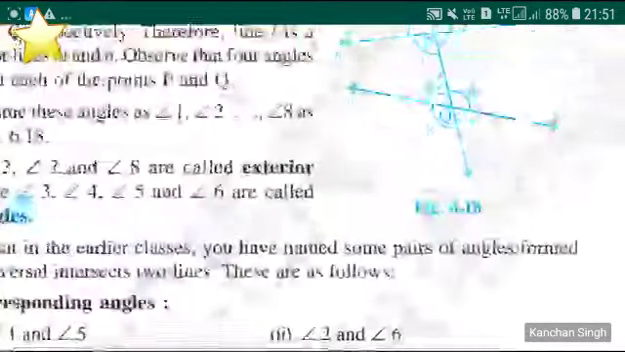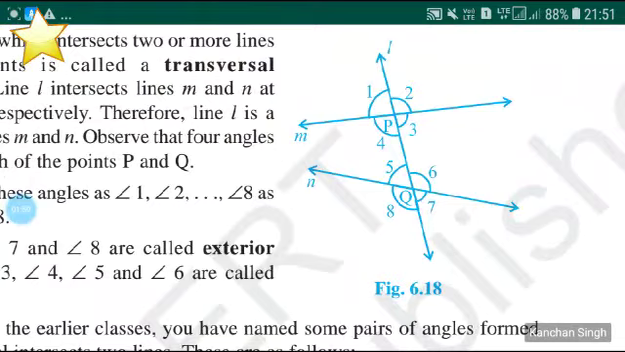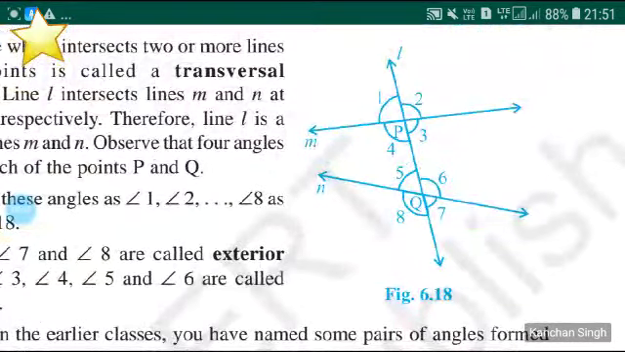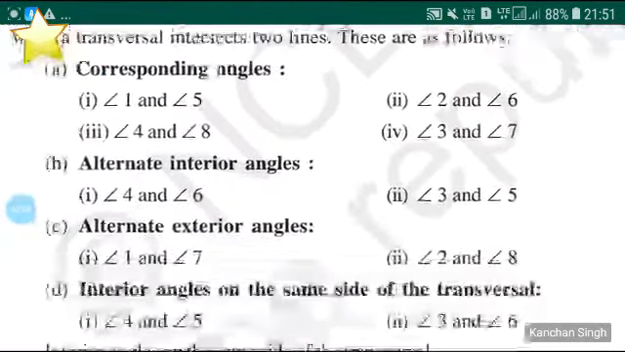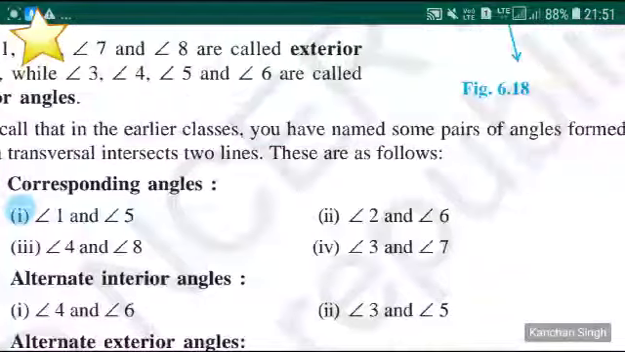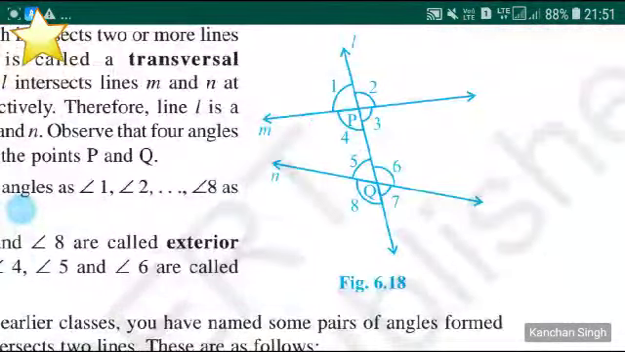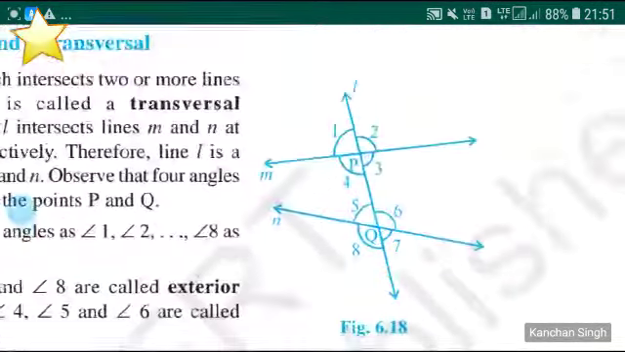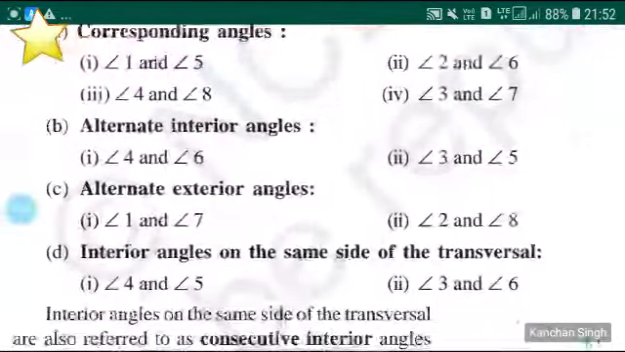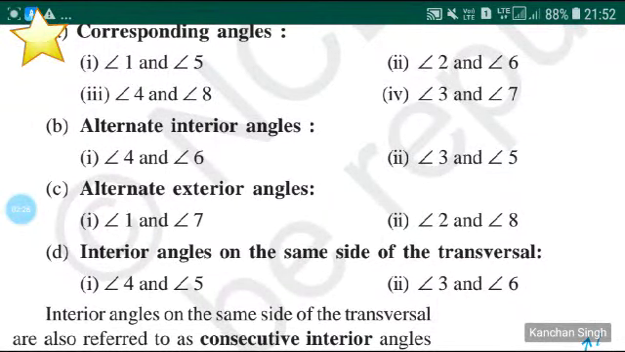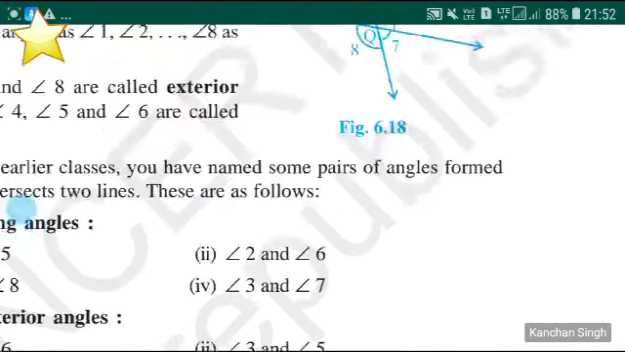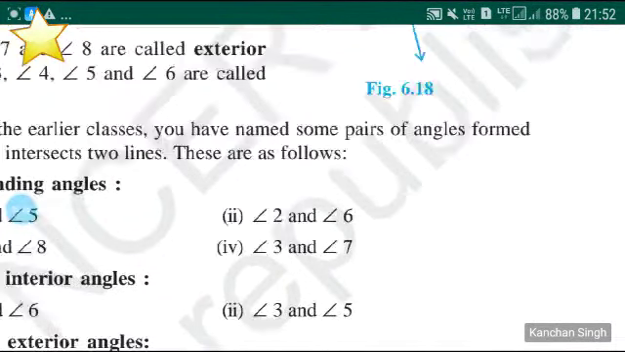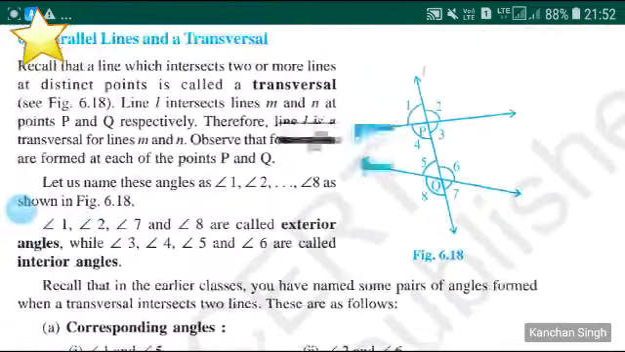Similarly, alternate interior angles: you observe angle 4 and angle 6, and angle 3 and angle 5 are alternate interior angles. Alternate exterior angles are angle 1 and angle 7, and angle 2 and angle 8. Similarly, interior angles on the same side of the transversal are angle 4 and angle 5, and angle 3 and angle 6.